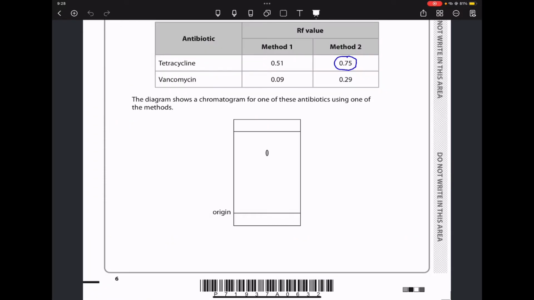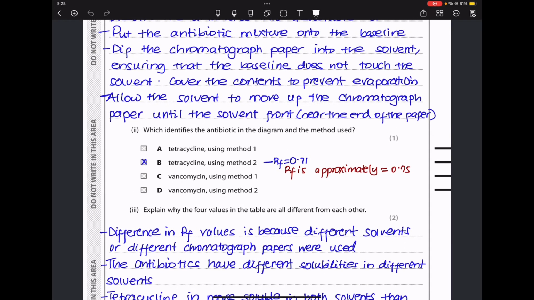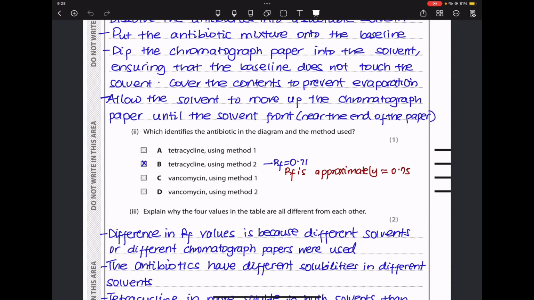In the next part, they say identify the antibiotic in the diagram and the method used. Measure the distance from the origin to the sample and then divide that by the distance from the origin to the solvent front. So when you do that, I get approximately 0.71, and this 0.71 is closer to 0.75. If you go back here, 0.75 is method 2, so it is closer to method 2. So my answer was tetracycline using method 2.